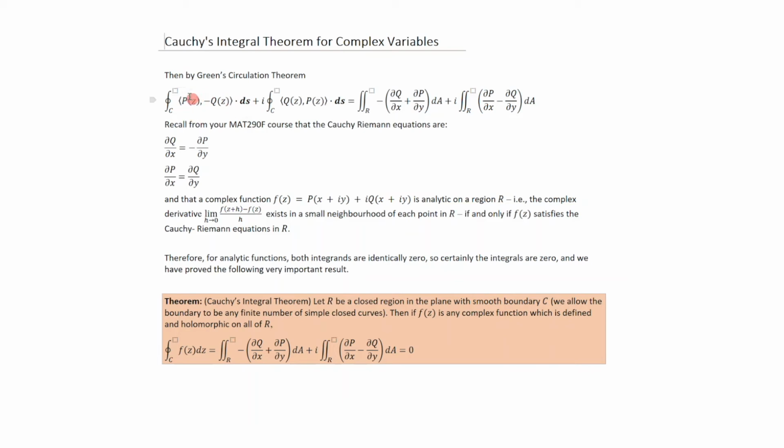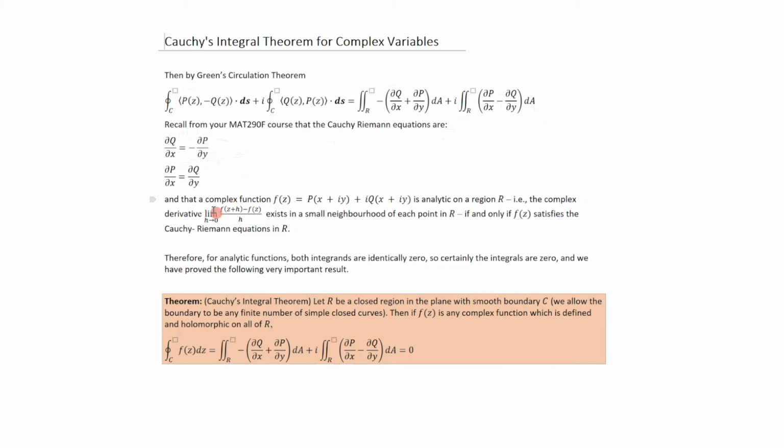And so these are the components of the vector. So this would normally have been f and g. And so we just go ahead now and, using the circulation theorem, compute the right-hand side. So this term becomes this term, and this term becomes this term. But from your MAT291 course, right, you have the Cauchy-Riemann equations, which are the ones shown here. dQ/dx equals minus dP/dy, dP/dx equals dQ/dy.